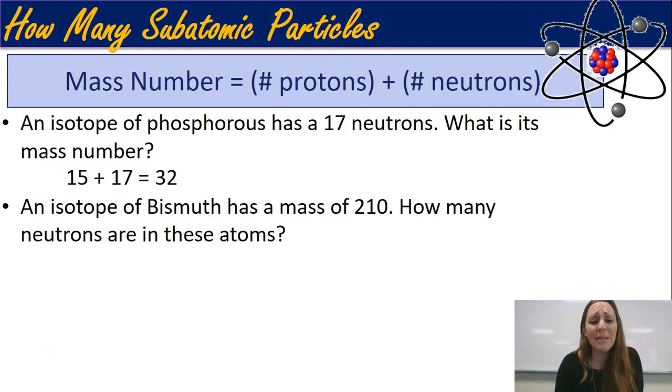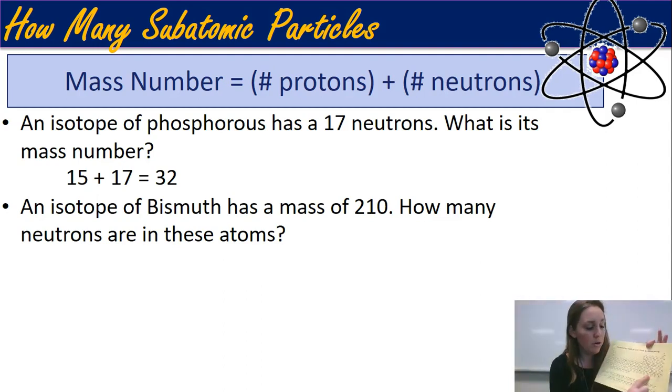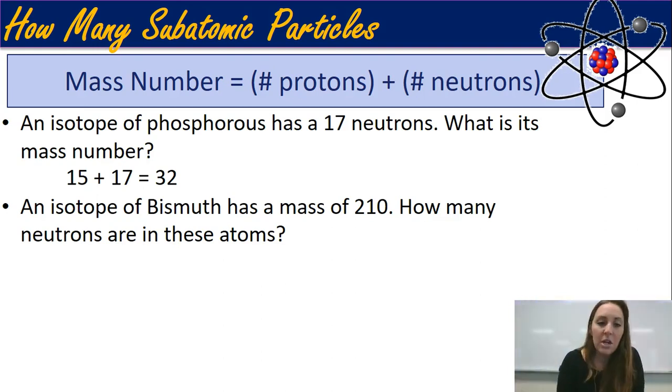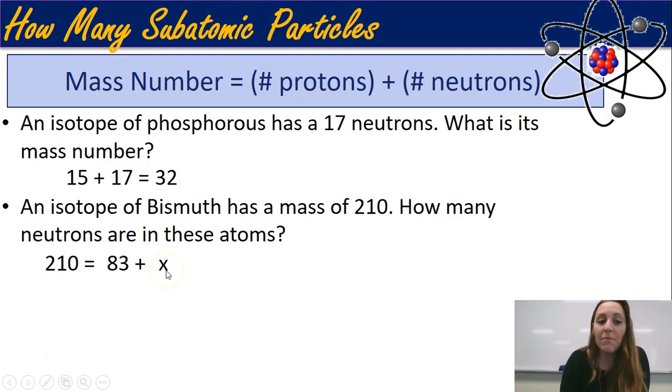An isotope of bismuth has a mass of 210. How many neutrons are in this atom? Again, find bismuth on your periodic table. Once you find bismuth down here in the corner, you see that bismuth has 83 protons, so you can put that in your head. Then you use the formula. The mass number is 210, and that equals the number of protons, which is 83, plus neutrons, so call that X. If you want X, the number of neutrons by itself, you have to subtract 83 from both sides. So 210 minus 83 is 127.